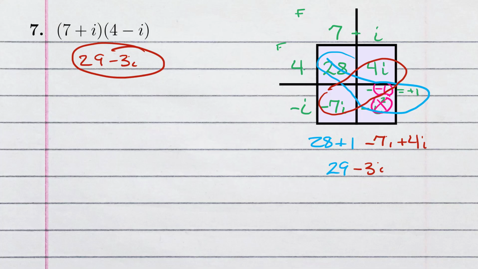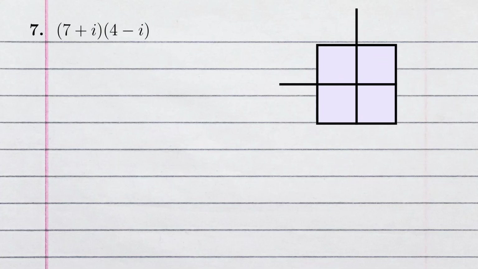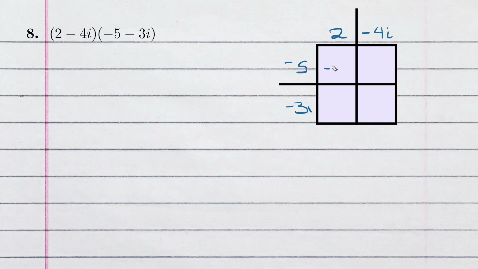So let's look at the next one, similar idea. When we have the two factors that we're multiplying, go ahead and write your factors on the outside of the X, or outside the box. And so we have 2 minus 4i and negative 5 minus 3i. We multiply coming in, so negative 5 times 2 is negative 10. Negative 5 times negative 4 is a positive 20i. Negative 3 times 2 is negative 6i. And negative 3 times negative 4 is a positive 12i squared.